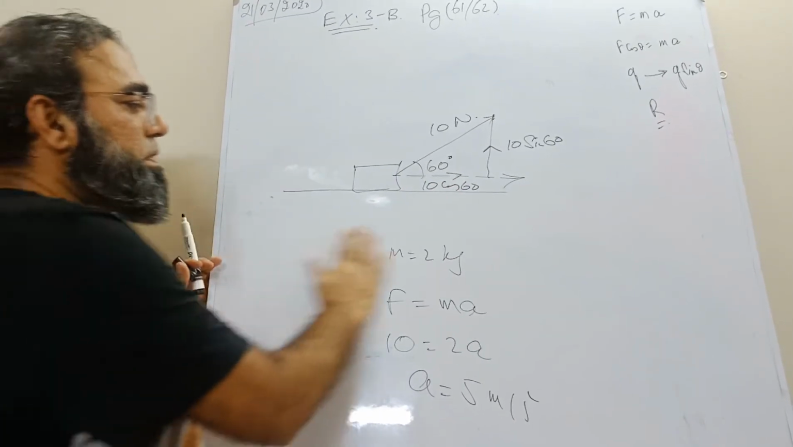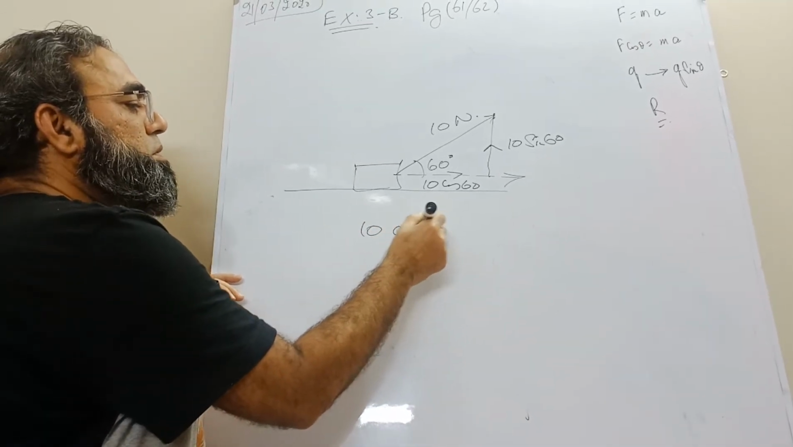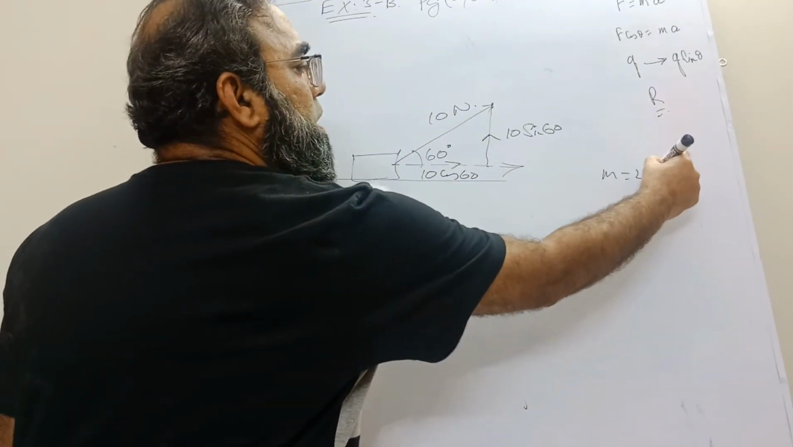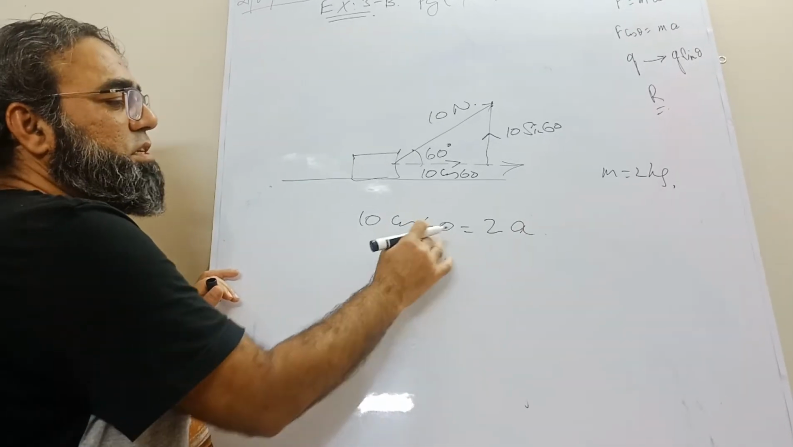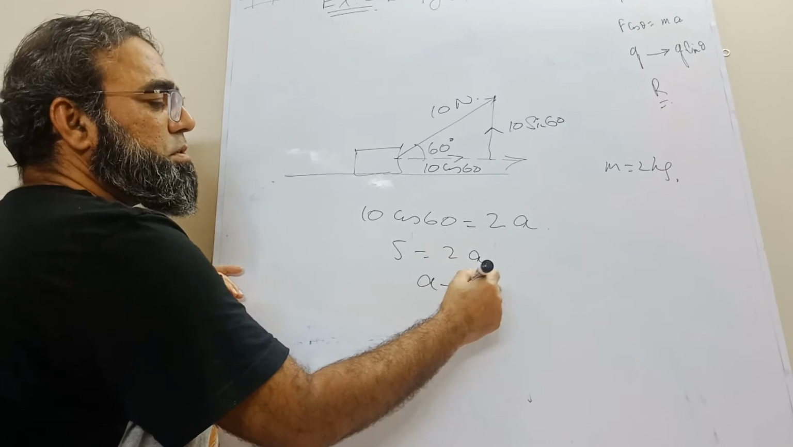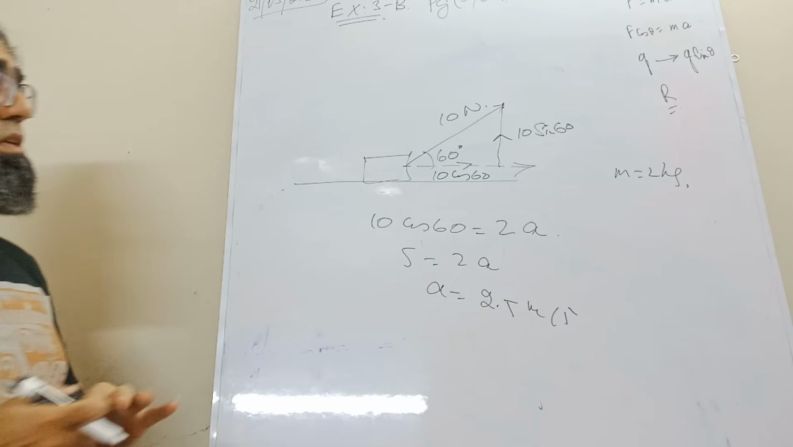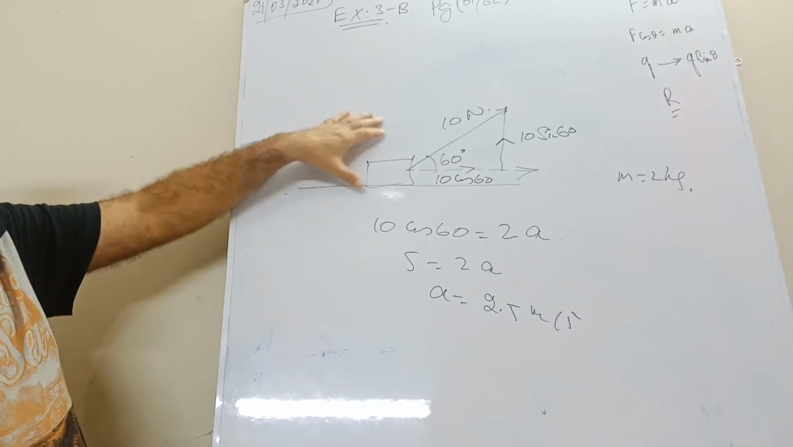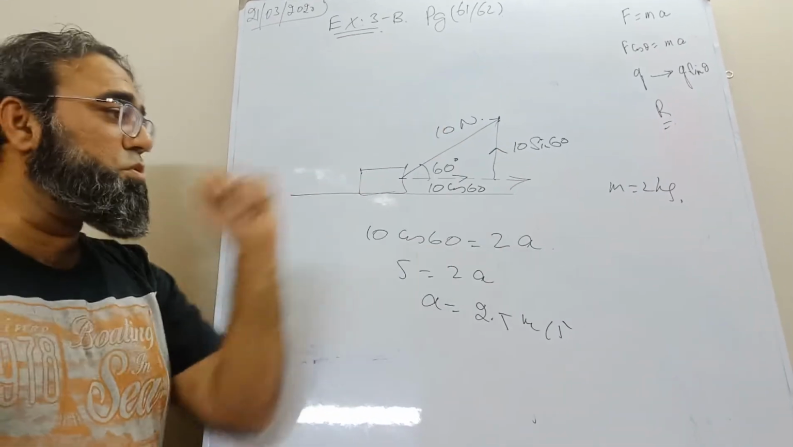Now F equal to ma would rather become 10 cos 60 equal to the mass, which was 2 kilograms, times a, that is 2a. We know that cos 60 is half, so this is 5 equal to 2a, and the acceleration is 2.5 meters per second squared. So you see, we have to resolve the force so that we know the component of the force which is parallel to the direction of motion.